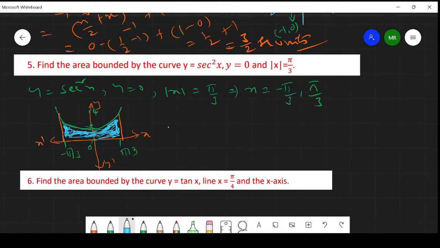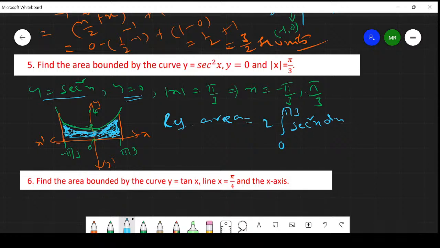Since it is symmetric with respect to the y-axis, I can write the required area equal to 2 into the integral from 0 to pi by 3 of secant square x dx. Upper curve minus lower curve: the upper curve is secant square, the lower curve is y equal to 0. The difference of these two will be secant square x dx.